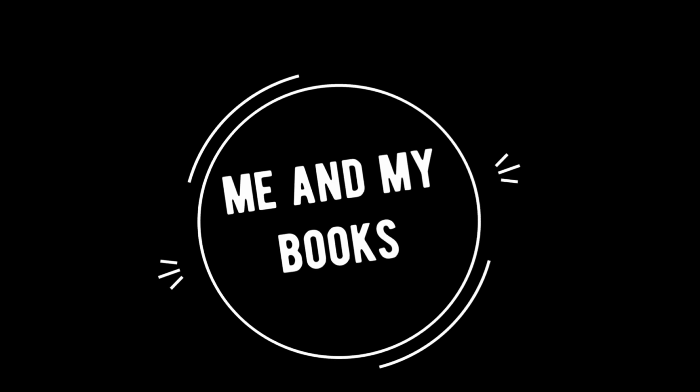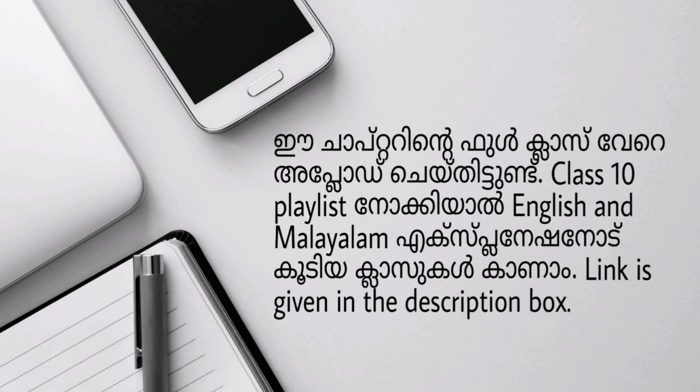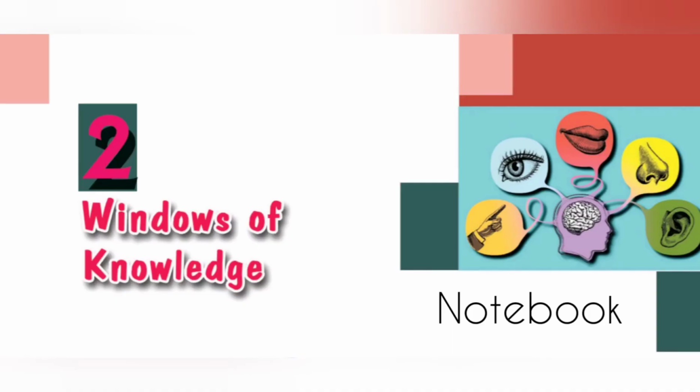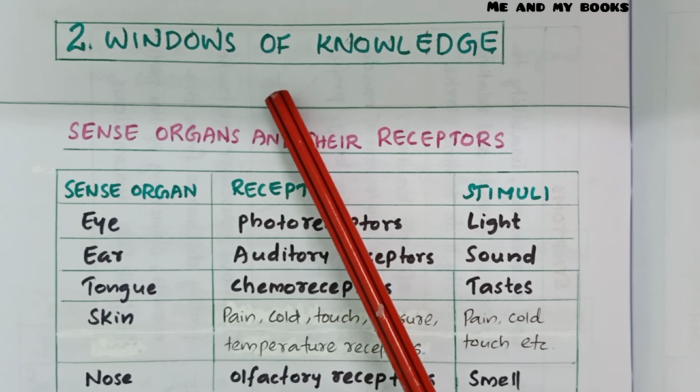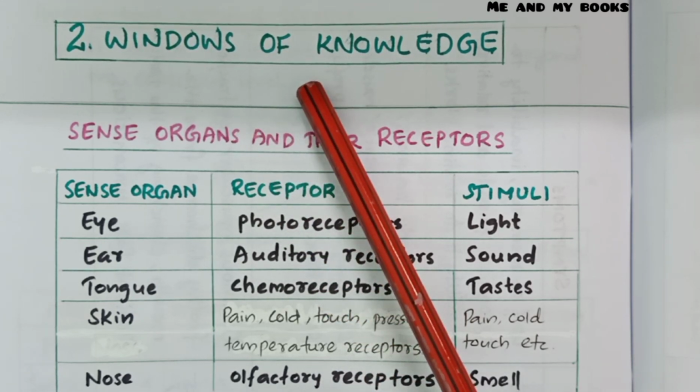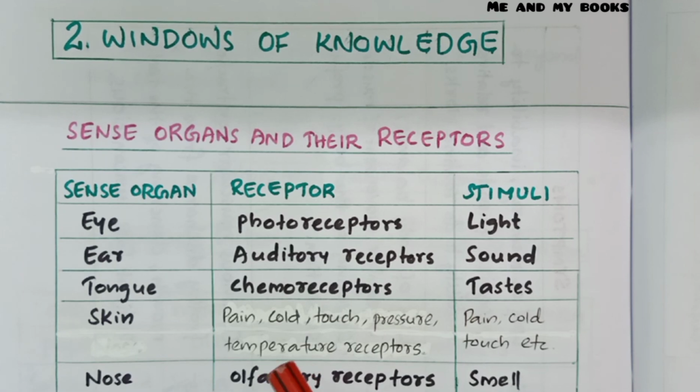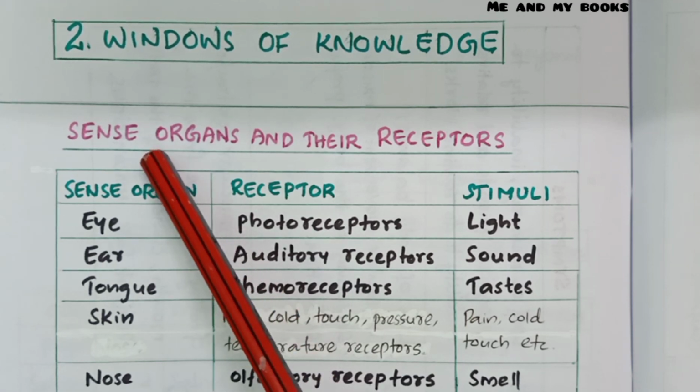Now let us open the notebook of biology. Chapter 2, Windows of Knowledge. Here in this chapter we already studied about sense organs and functions. So which are the sense organs present in our body? Let us see sense organs and their receptors.